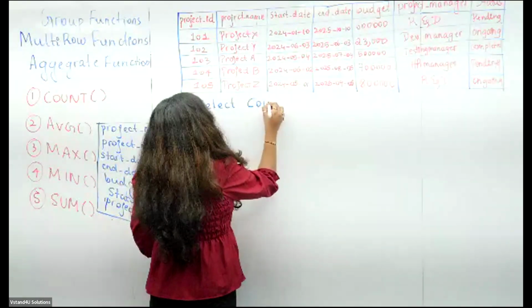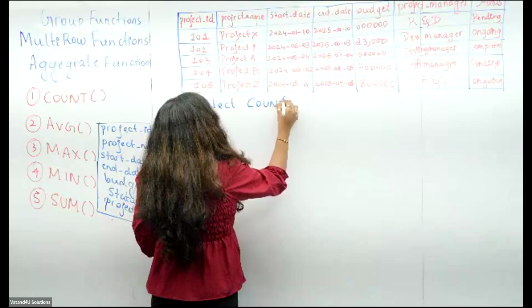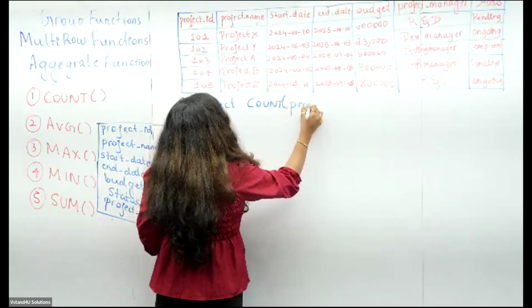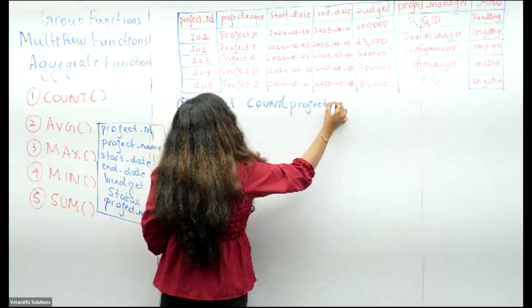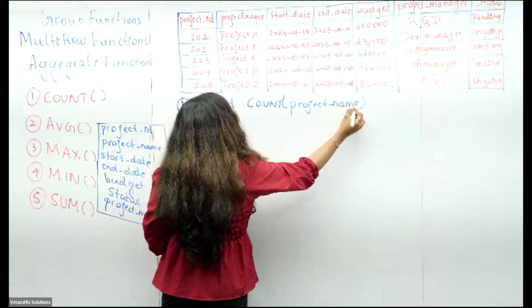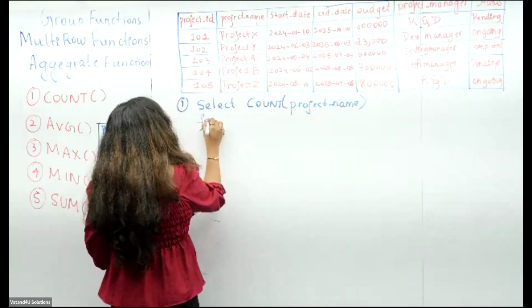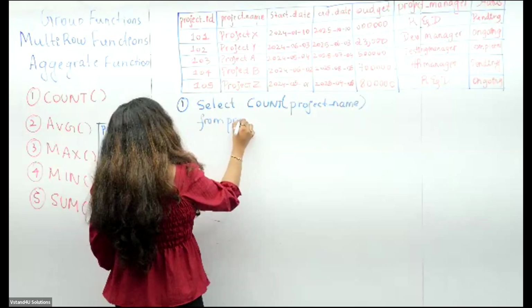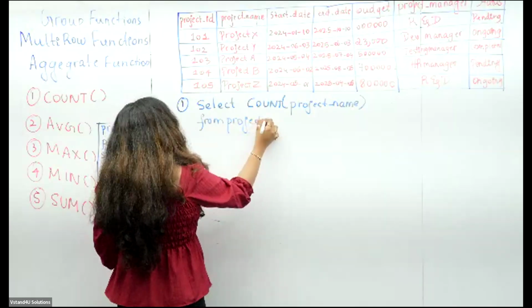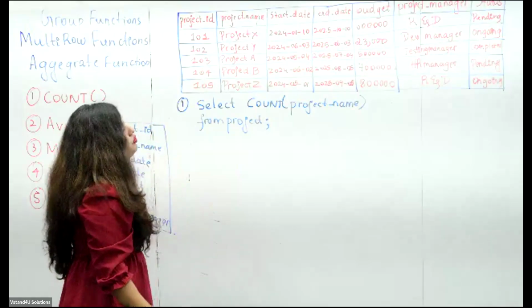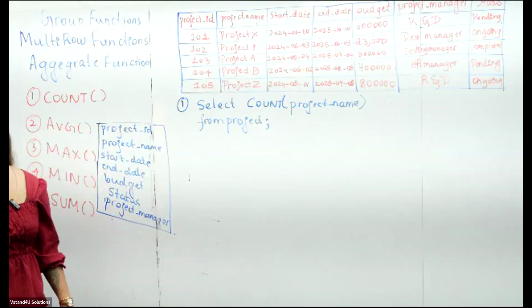So I will say count of project name from the table called project. Yeah. What will be the output?